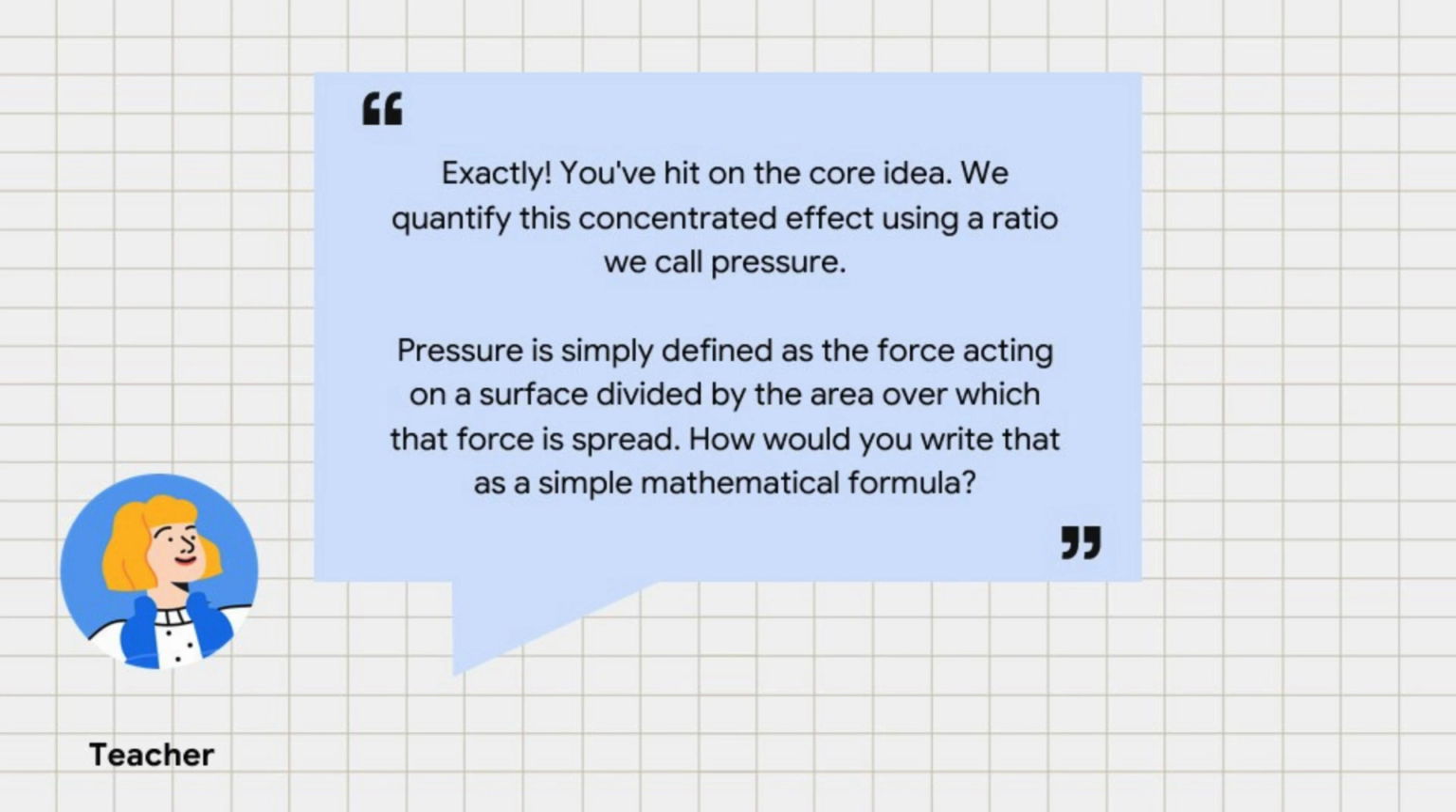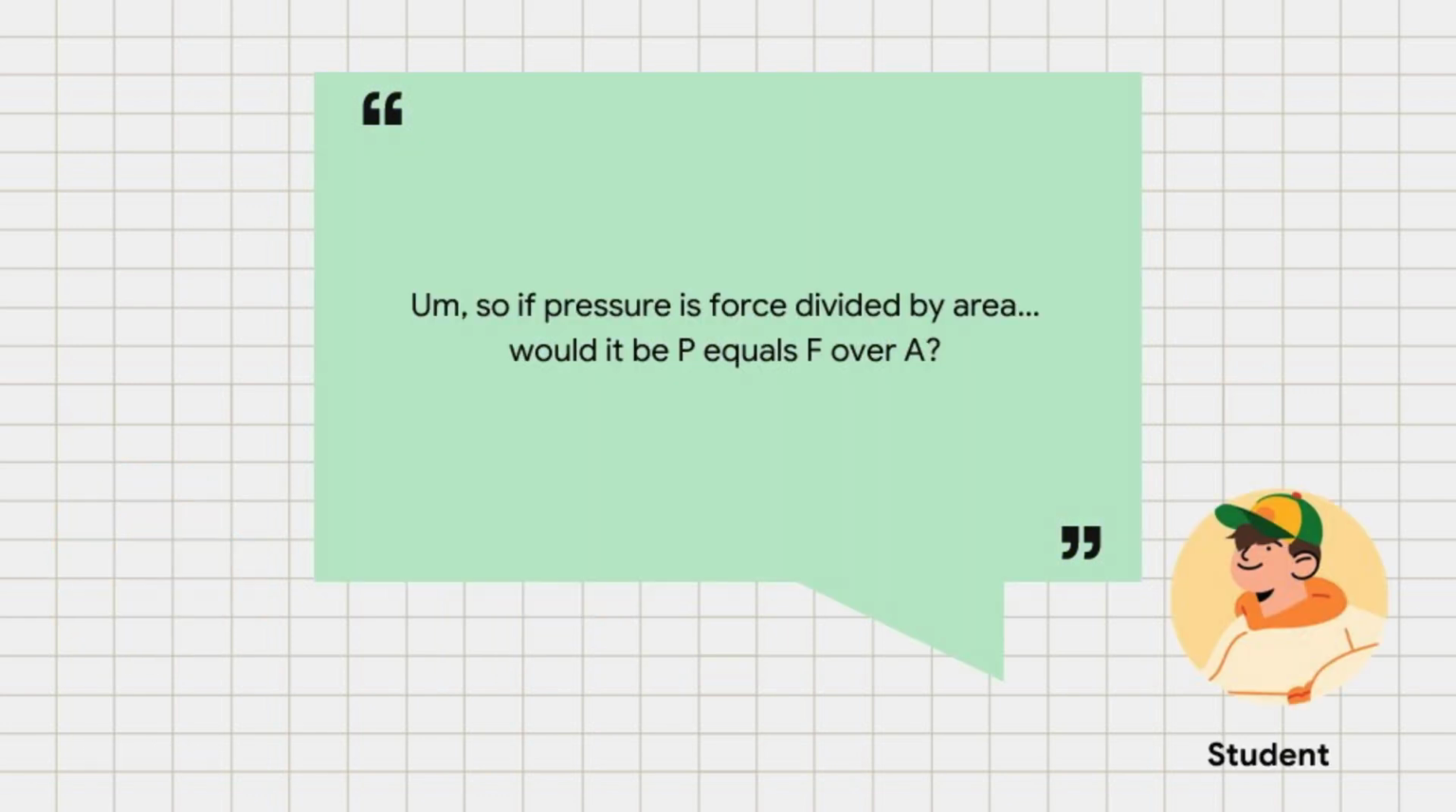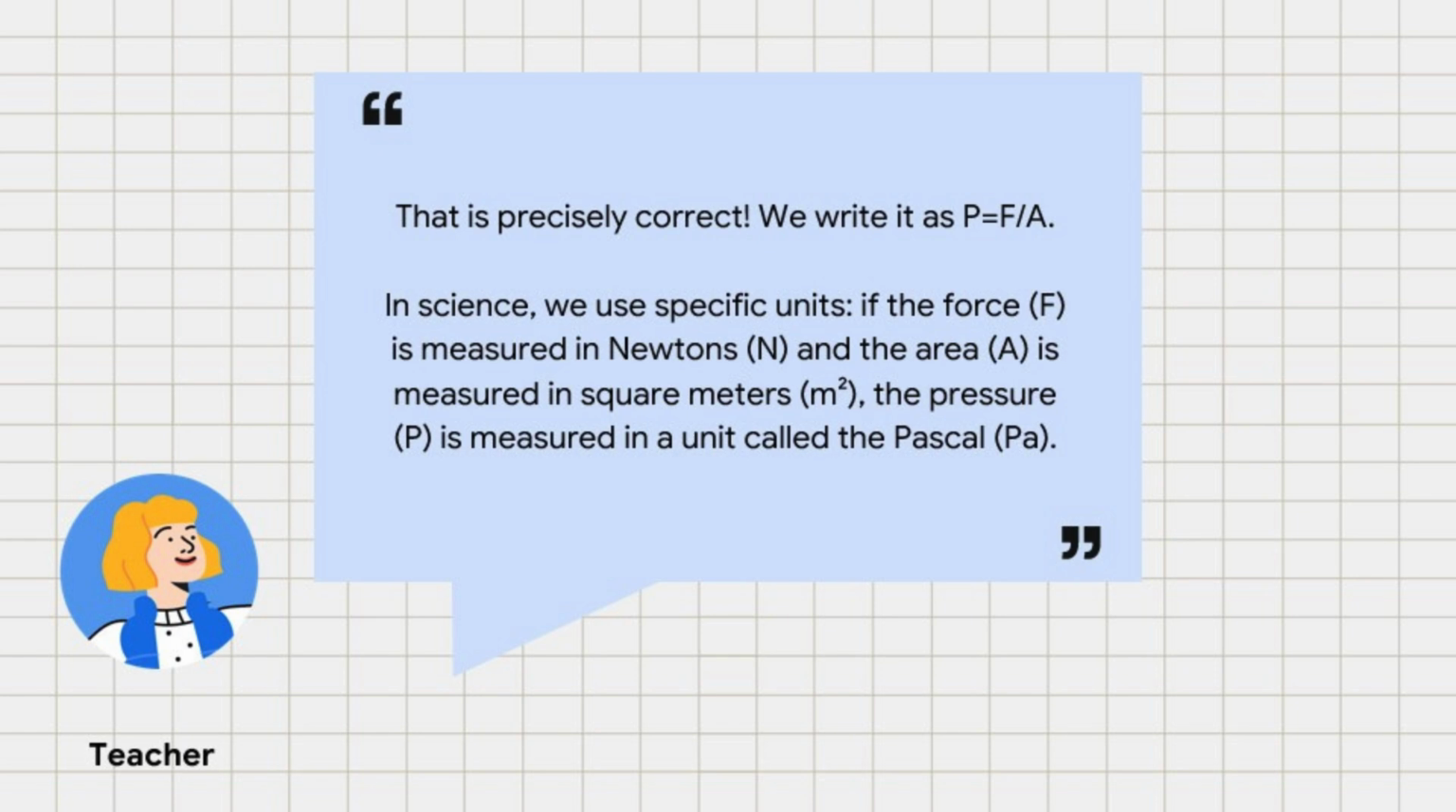Pressure is simply defined as the force acting on a surface divided by the area over which that force is spread. How would you write that as a simple mathematical formula? So if pressure is force divided by area, would it be P equals F over A? That is precisely correct. We write it as P equals F/A.